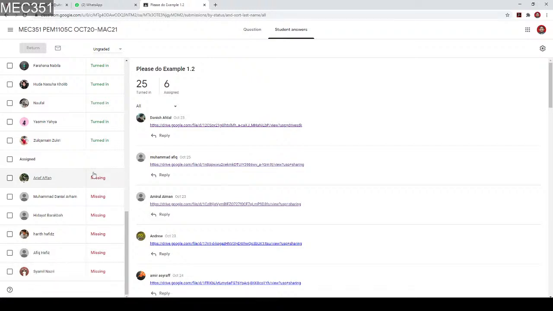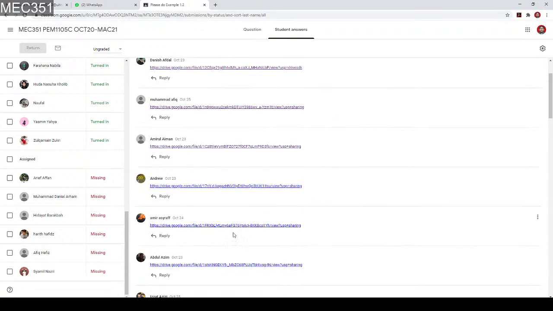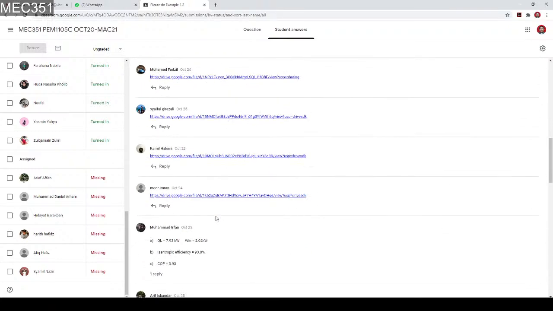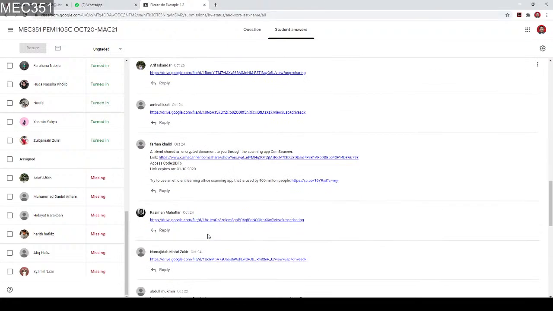Okay, for those students, make sure every task that I give to this class, you must do. If not, I cannot know who can catch up with the lecture, who do not. Okay. Let's see someone's answer. I randomly pick Raziman Mahathir.